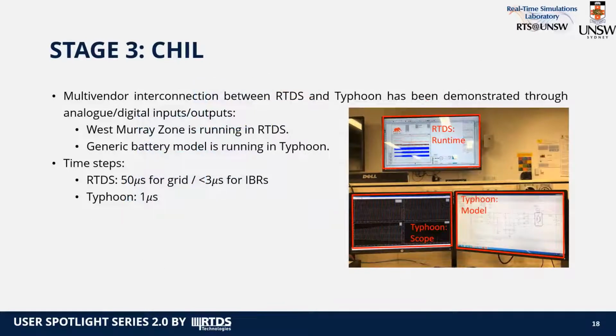We took this second approach to perform some initial tests as the connection between the Typhoon simulator and the Typhoon Hill Connect with the controller was already done and available to us. We first interface the RTDS with the Typhoon simulator and run some simulations. In this figure, we can see the RTDS runtime at the top, the Typhoon scope on the bottom left with some variables, and the model of the battery on the bottom right.